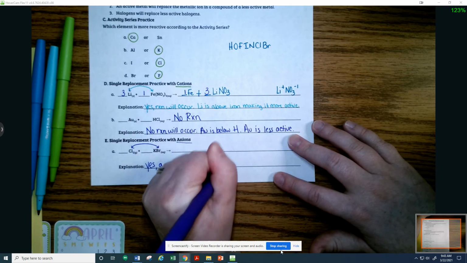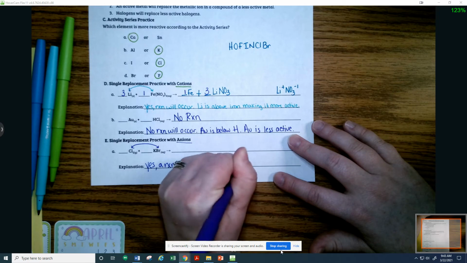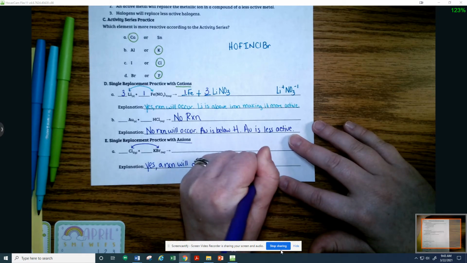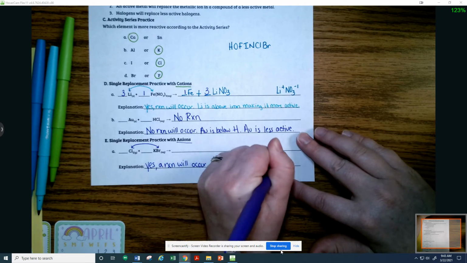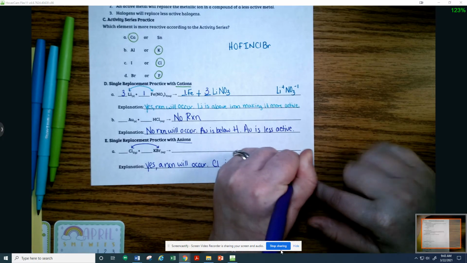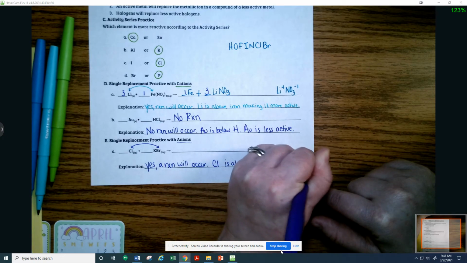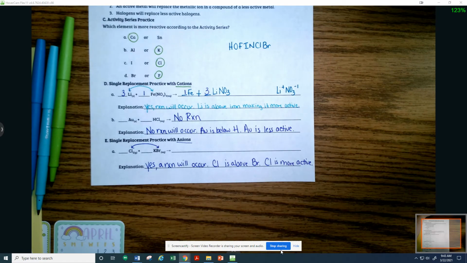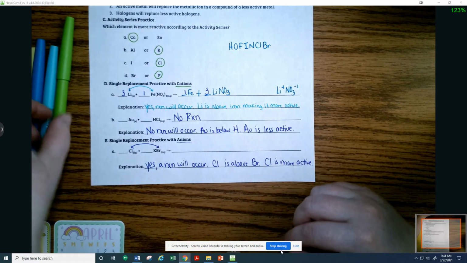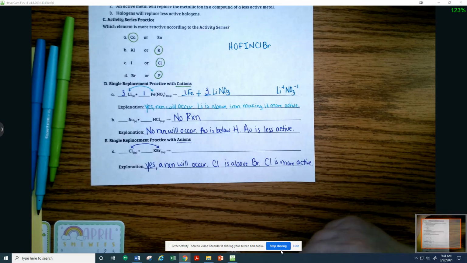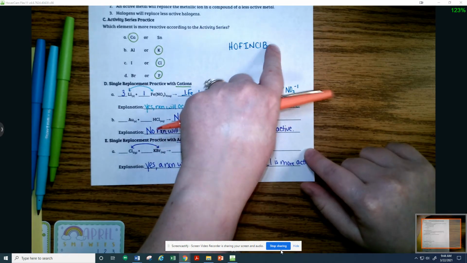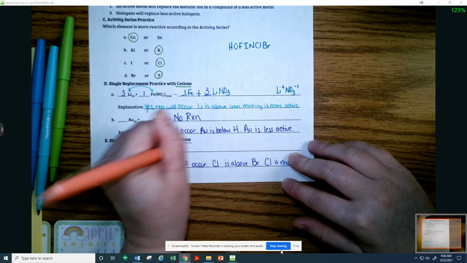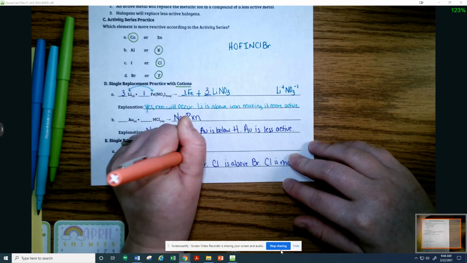Chlorine is above Br, so chlorine is more active. So when we start taking a look at products, again, I like to put whatever is going to be on its own first. So bromine is now going to be on its own, and it is Hofenkleiber. So its formula is going to be Br2.